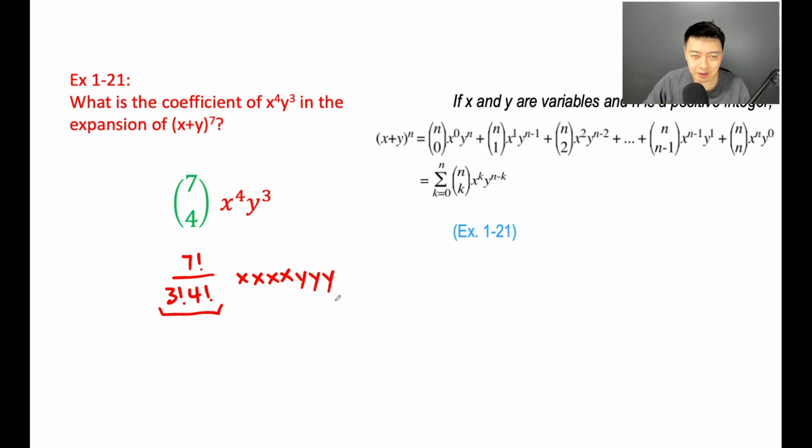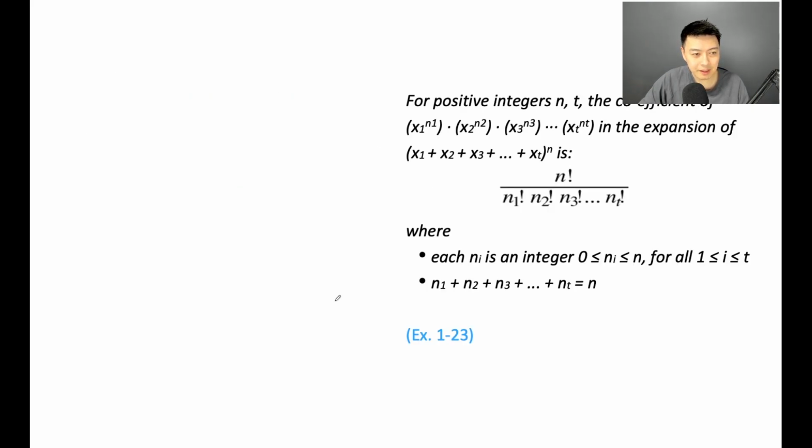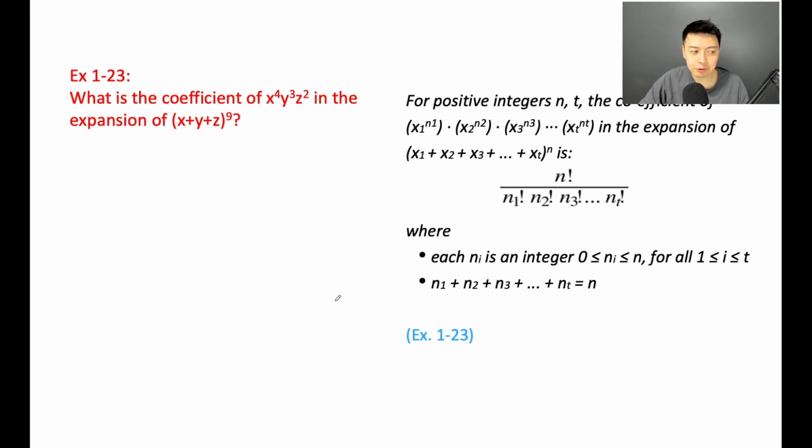Okay, so if that's the case, then we can expand our idea of the binomial theorem to something a little bit bigger. What if I have 3 variables? What if it's x plus y plus z? Well, I can apply the same idea. What is the coefficient of x to the 4, y to the 3, z to the 2 in this expansion? Now I want you to see that 4 plus 3 plus 2 is equal to 9, so that's why we know the exponent n is 9. And the coefficient is just going to be how many ways we can rearrange 4 x's, 3 y's, and 2 z's. And the answer is this.